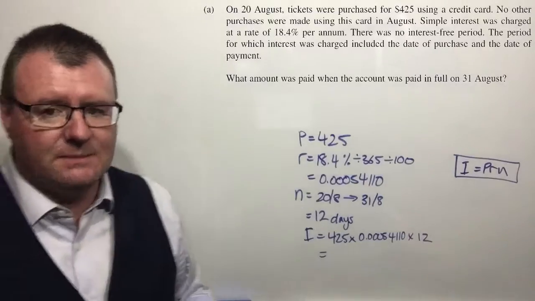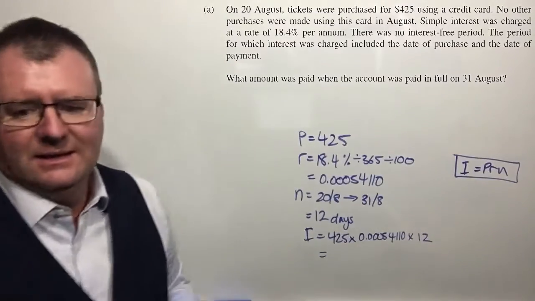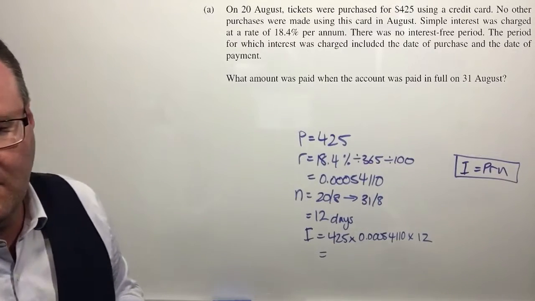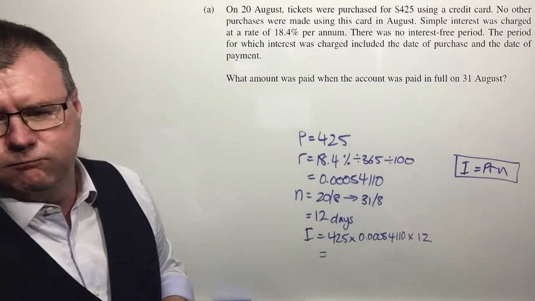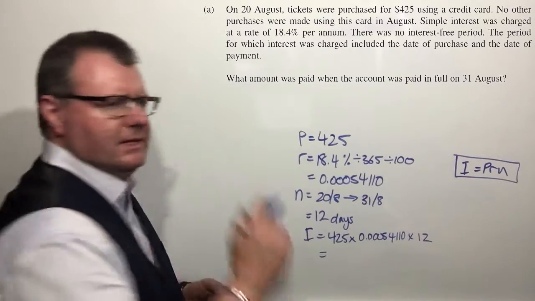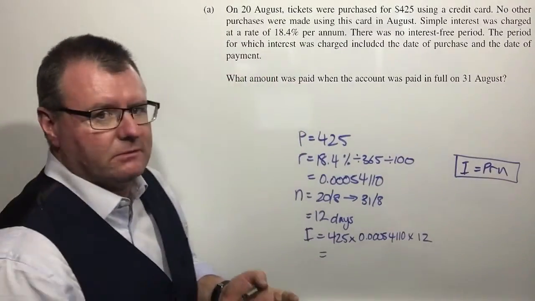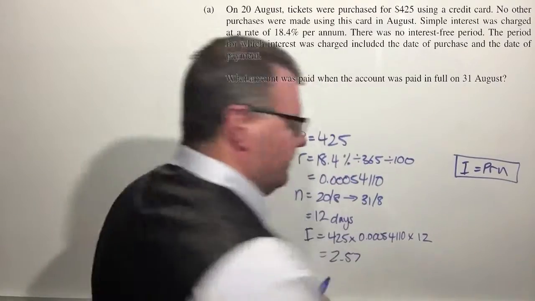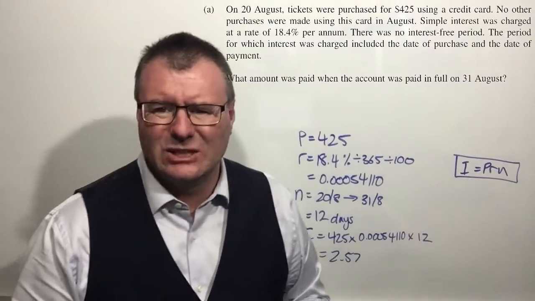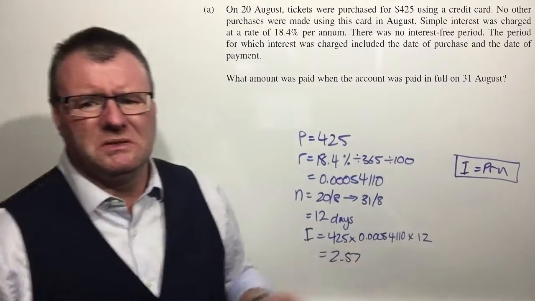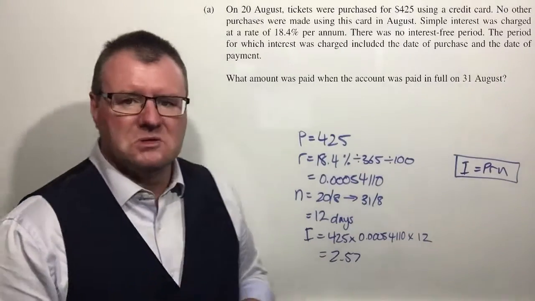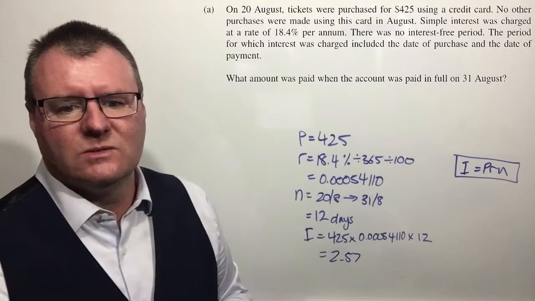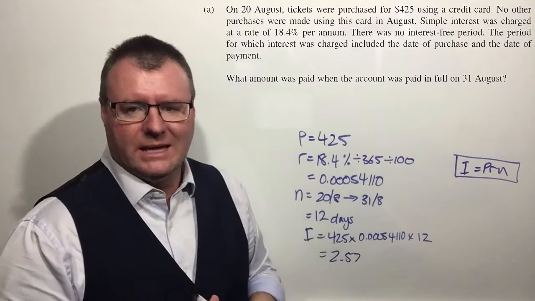Okay, just simply substitute the P, the R and the N in and I get an interest amount of $2.57. Couldn't read my own writing. Don't stop. Don't just write $2.57 and think I'm awesome and move on because you haven't answered the question. Read the question. The question says what amount was paid when the account was paid in full.